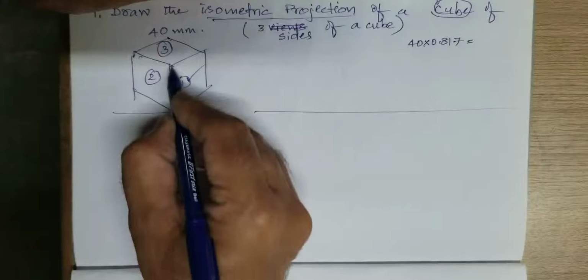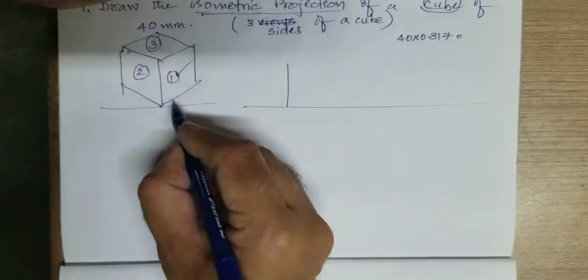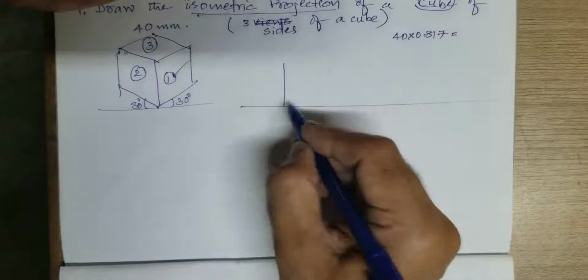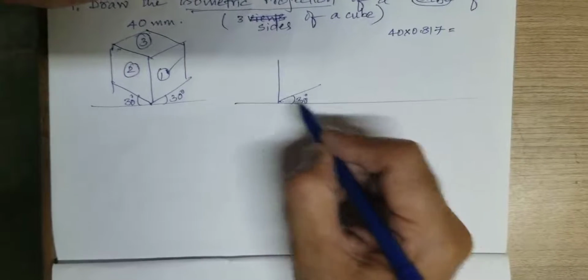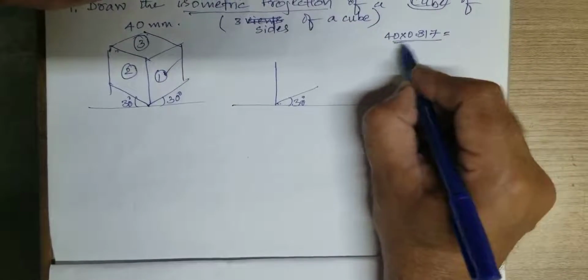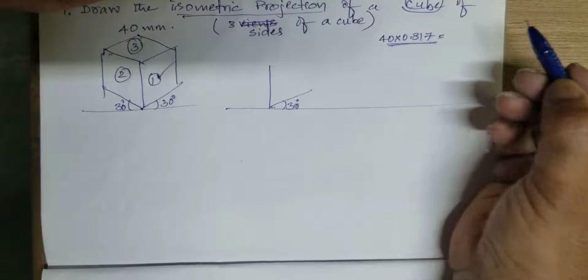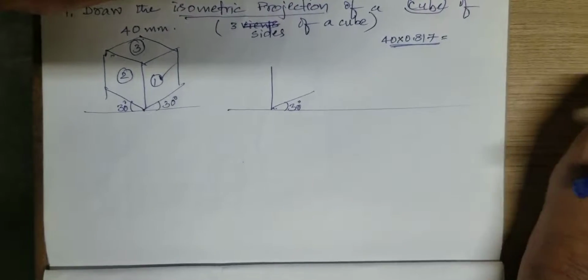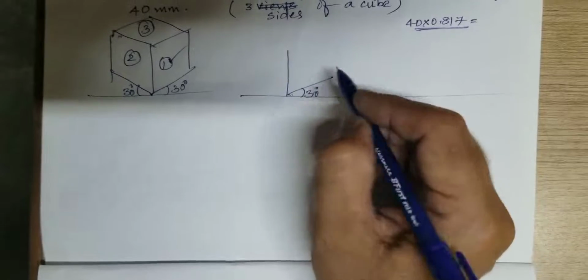How do we do this one? This one is vertical only, you take it with an HB pencil. This is on a 30-degree line, we know it. This is also on a 30-degree line. So draw the line at 30 degrees. The question is how much length we have to keep here. The length here is 40 multiplied by 0.817, which is around 32. You ignore the fractions. Take 32, write 32, you take 32 here.